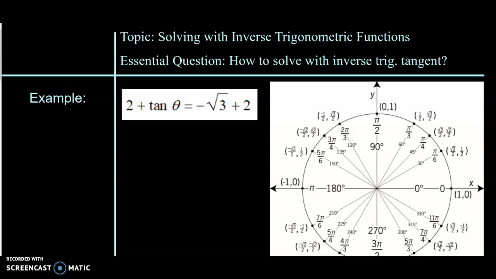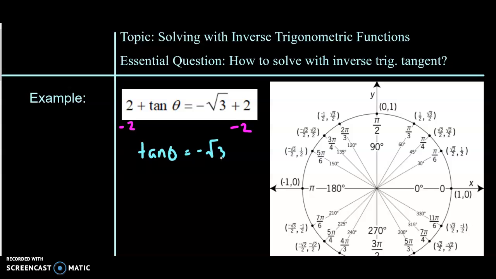I've been getting a lot of questions in regards to tangent. So when you're solving for tangent, we're going to do the following. We're going to first leave tangent by itself. So how do I leave tangent by itself? I first subtract 2, right? Minus 2 on both sides. And then we have tangent theta equals negative radical 3. Okay.